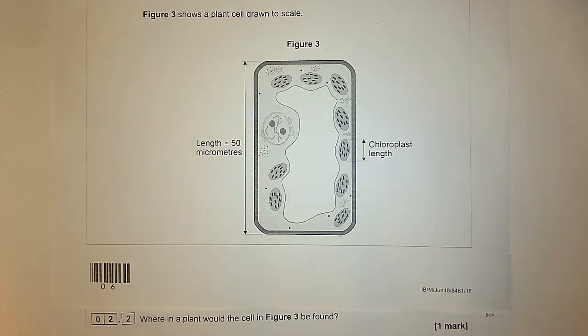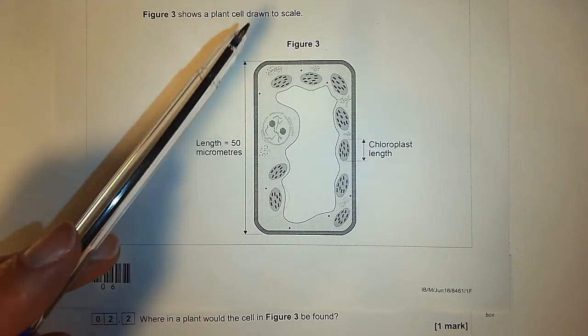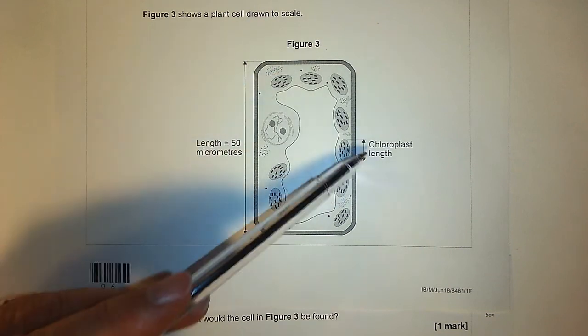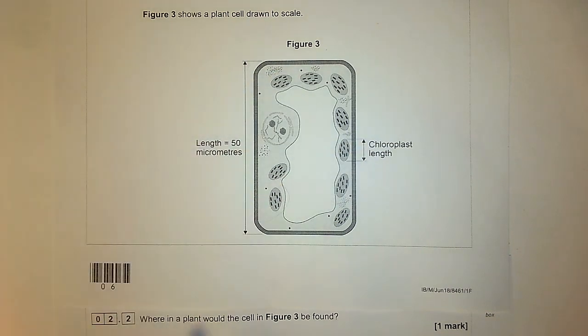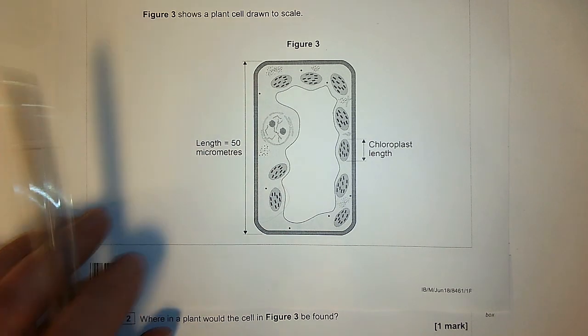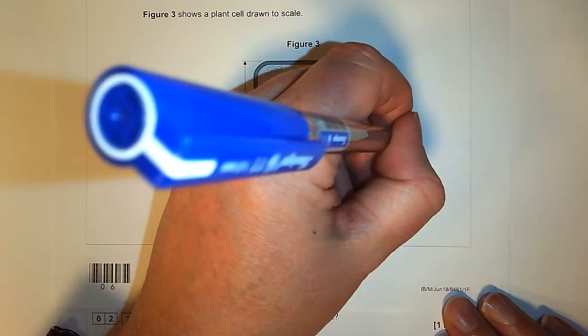This is a GCSE Biology question about plants and plant cells. It says figure 3 shows a plant cell drawn to scale. So we've got the plant cell, we've got chloroplasts identified, and the question says where in the plant would the cell in figure 3 be found? So if we look at this cell first of all, chloroplast has been identified.